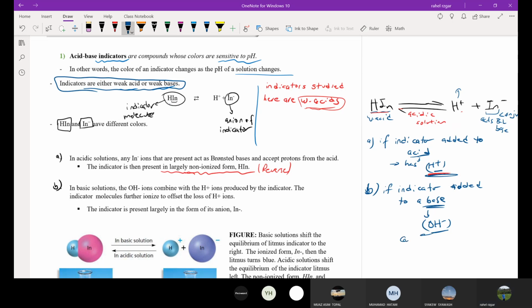OH can accept H. So what happens if the concentration of H is decreased now? If H decreases like this, in order to compensate for the loss of the H, the reaction has to shift forward.